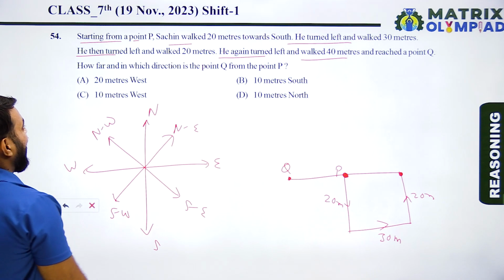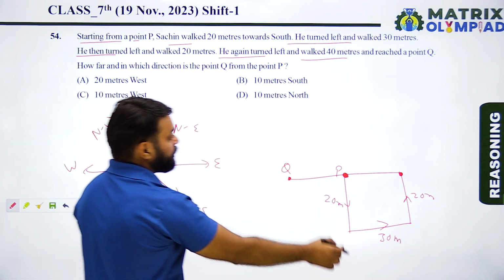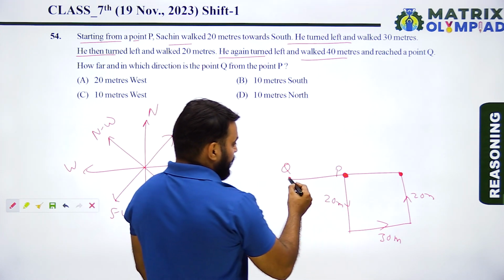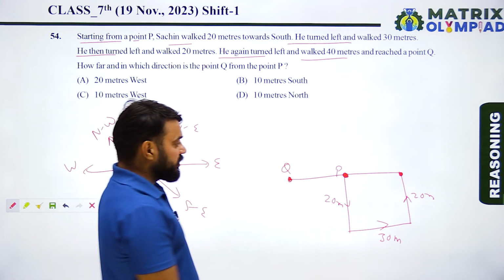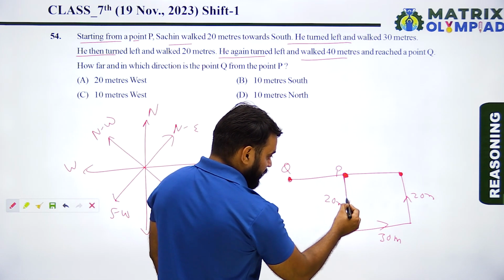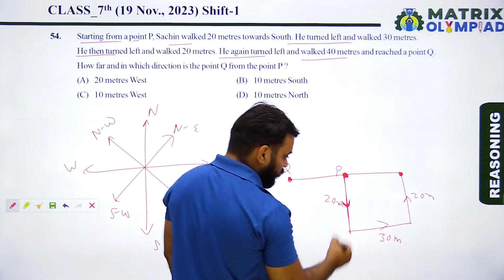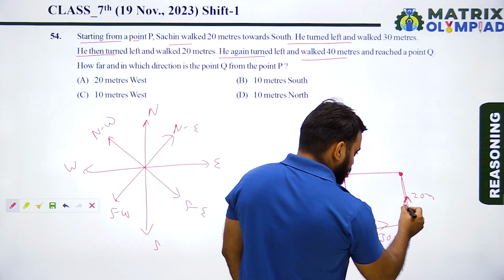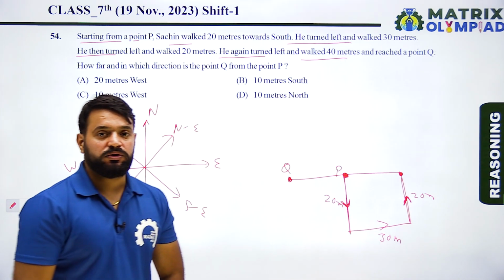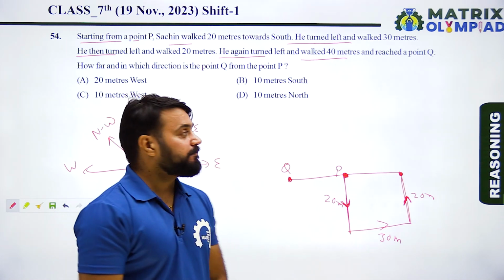How far and in which direction is the point Q from the point P? P and Q will be in the same line because Sachin goes 20 meter towards south and he goes 20 meter towards north. So P and Q will be in the same line.